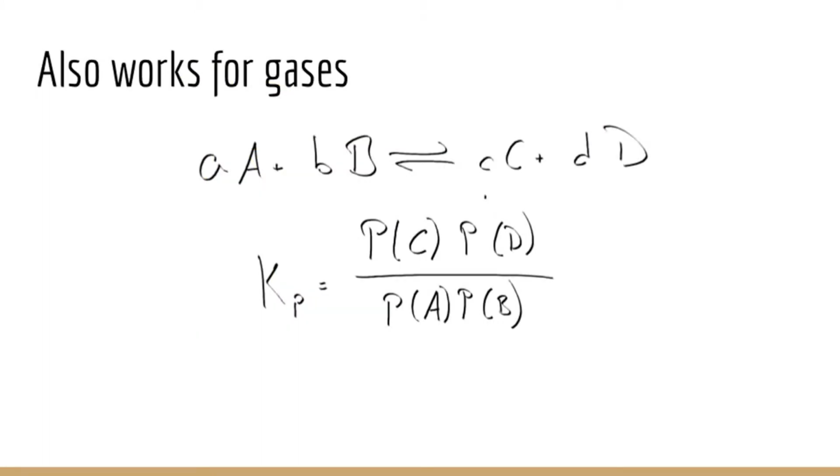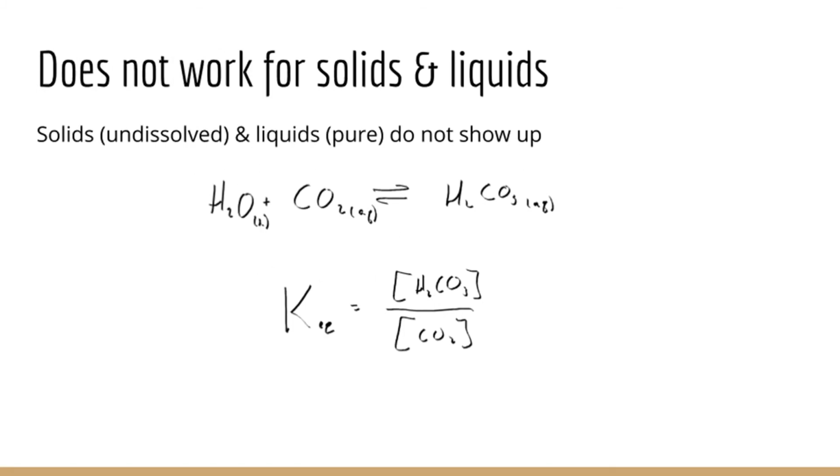But KEQ and KP, either one, we're talking about homogeneous stuff there, or at least that's what we've implied. You also get heterogeneous chemistry. That is to say, when you have different phases showing up in the same reaction. And when that happens, solids and liquids don't show up in the equilibrium expression. Okay, they're just completely absent.